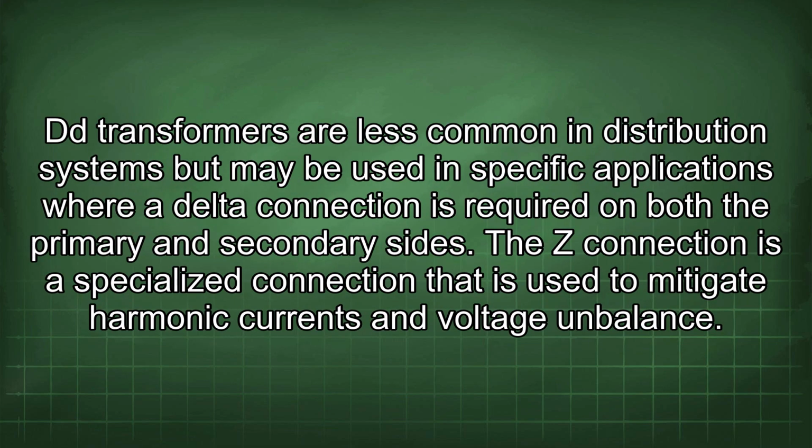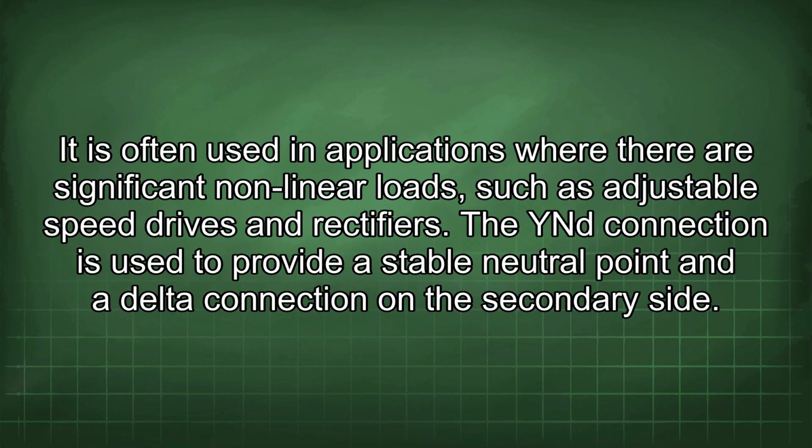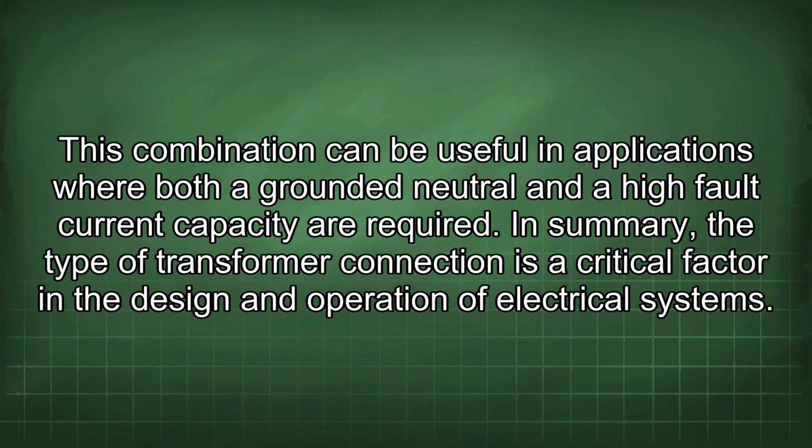DD transformers are less common in distribution systems but may be used in specific applications where a delta connection is required on both the primary and secondary sides. The Z connection is a specialized connection that is used to mitigate harmonic currents and voltage imbalance. It is often used in applications where there are significant nonlinear loads, such as adjustable speed drives and rectifiers. The INT connection is used to provide a stable neutral point and a delta connection on the secondary side. This combination can be useful in applications where both a grounded neutral and a high fault current capacity are required.